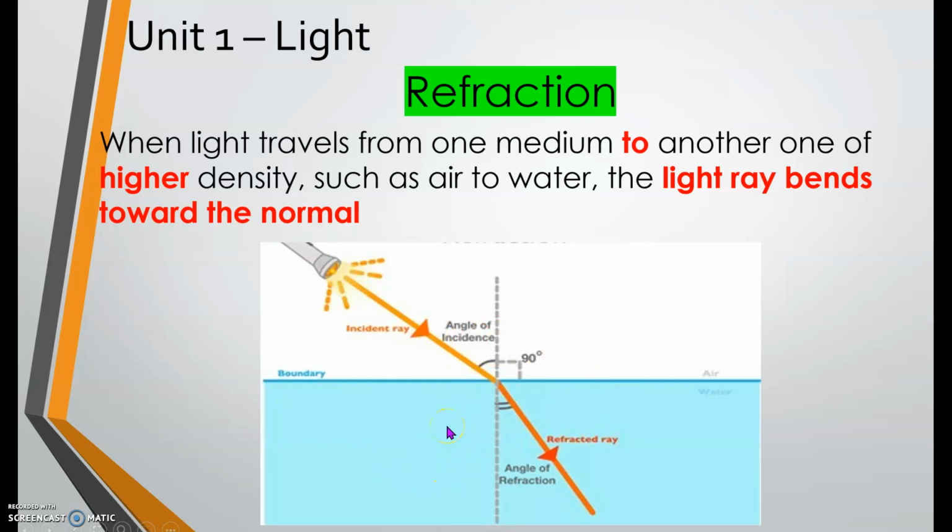Water has higher density. So when the light travels and hits the boundary, the light will travel in higher density, which is in the water. So the light ray will bend toward the normal line. This is the normal line. As you can see, the incident ray is going straight. When it hits the boundary of the water, the light ray bended, because of the higher density of the water. So it is bended toward or near the normal line.